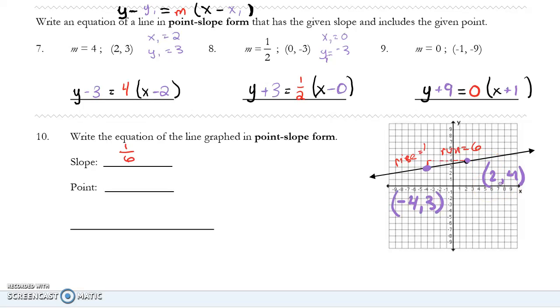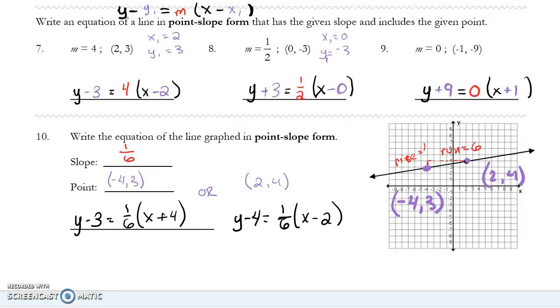It does not matter which point we choose, so we actually have two different equations that we could write here. Because I could use the point negative 4, 3, and if I use that point I get y minus 3, subtract my y coordinate, equals my slope 1/6 times x minus negative 4, which becomes plus 4. But I also have the opportunity to use the point 2, 4. So go ahead and press pause and see what equation you would get if we used that ordered pair. And we should get y minus 4 equals 1/6 times the quantity of x minus 2.